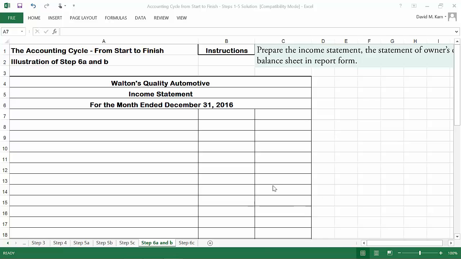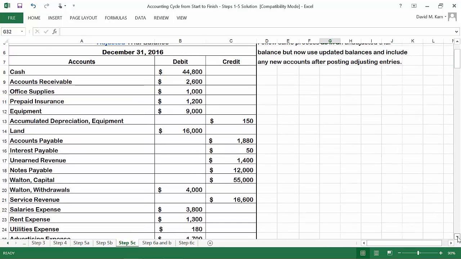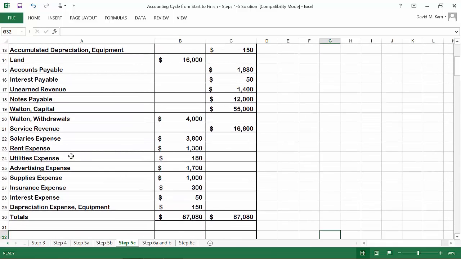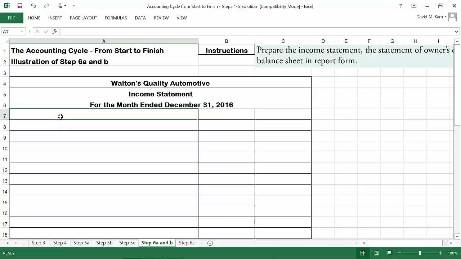So we'll go back to our adjusted trial balance here in step 5C, and we'll look and see what we have as far as revenues and expenses are concerned. Okay, so it looks like when we start here, we have one revenue, and then we have a bunch of expenses. So first thing we will do is we'll list our revenues. So we have revenues here, and the only one that we have is service revenue. And we see that revenue is $16,600.